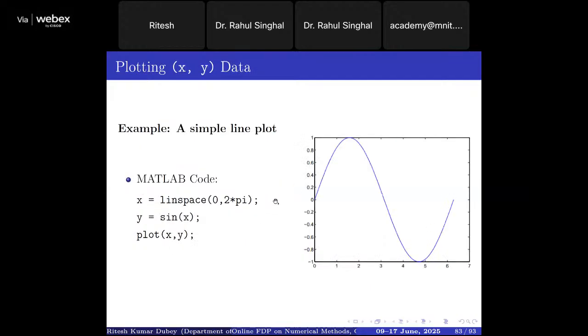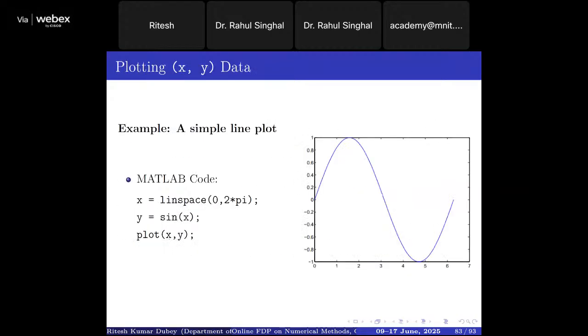For example, you just write x equal to linspace 0 and 2 pi, as we showed. So it will create 100 points between 0 to 2 pi, and x is a vector of that size. Then you are calculating y equal to sine x. Sine is a vectorized function, so you can pass a vector x and it will directly give you the vectorized value y, and you can directly plot it, plot x and y.